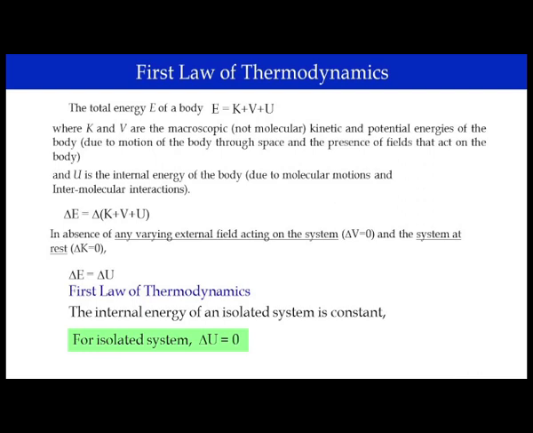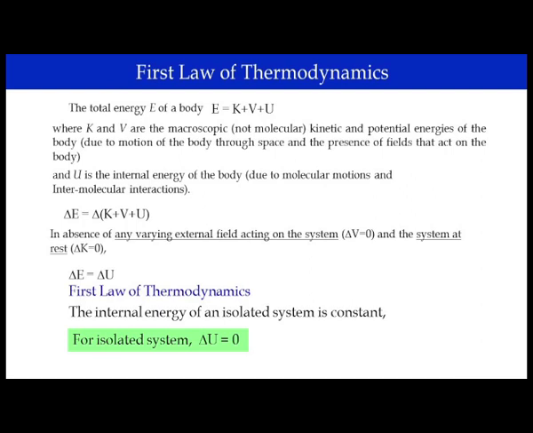You know, the total energy of a body E can be represented as K plus V plus U, where K is the macroscopic kinetic energy and V is the macroscopic potential energy of the body. K happens due to the motion of the body through space, and V is potential energy because of the presence of a field that acts on the body. And U, we discussed in the last class, is the internal energy of the body due to molecular motions and intermolecular interactions. So, the change in total energy could be represented as the change of each of these energies.